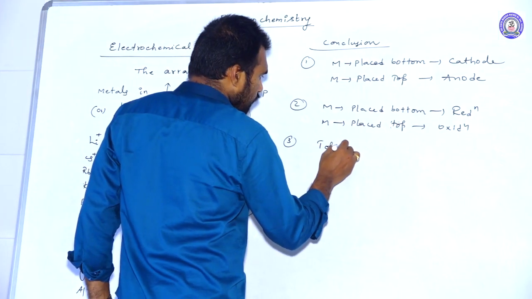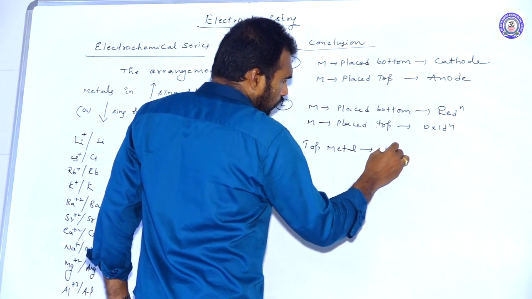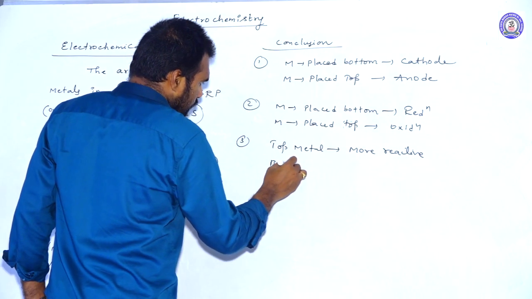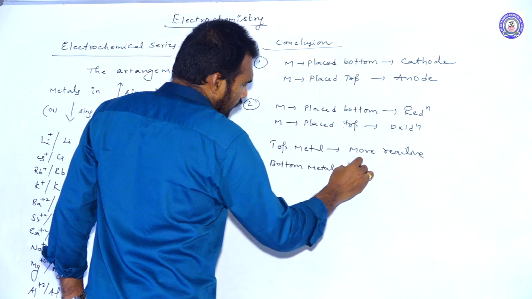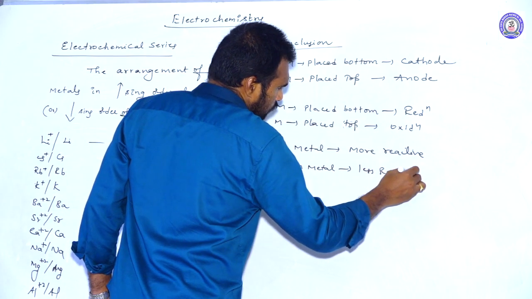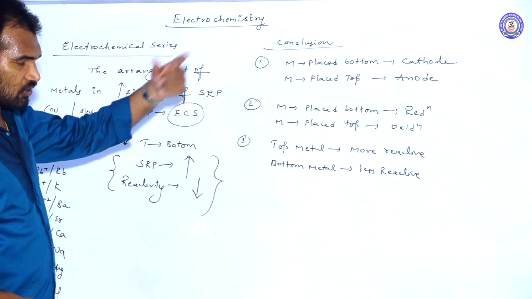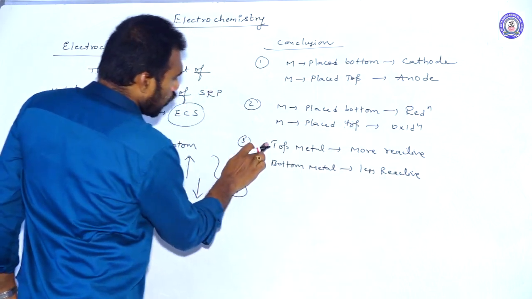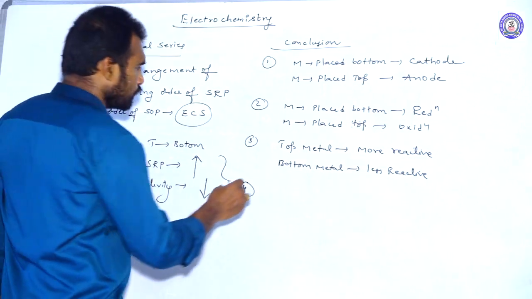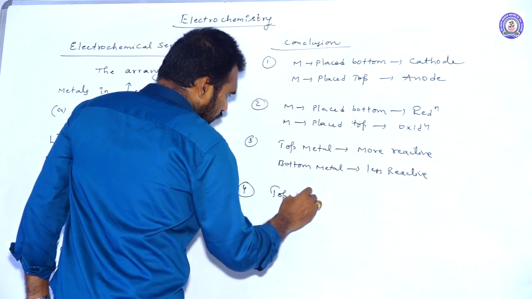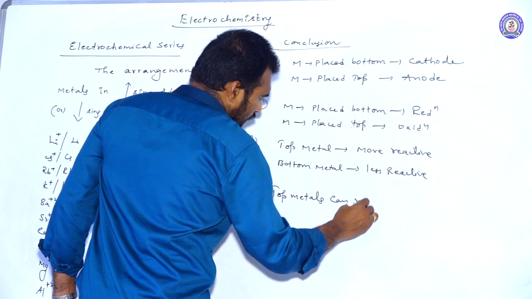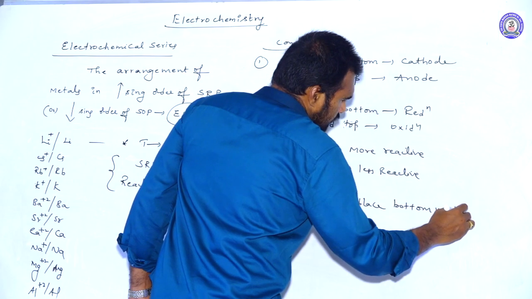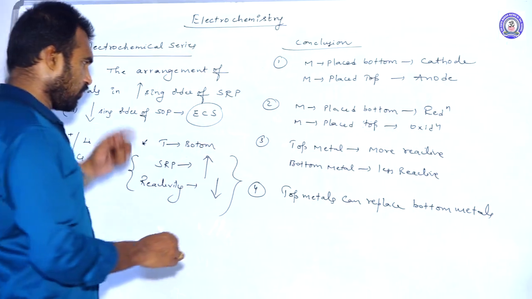So the top metals are more reactive, and the bottom metals are less reactive. If they are asking the reactivity of the two metals, which is more reactive, always the metal which is present at the top. And because of the more reactivity, a top metal can displace a bottom metal. The top metals can displace bottom metals, but bottom metals cannot replace the top metals. That is one more point.